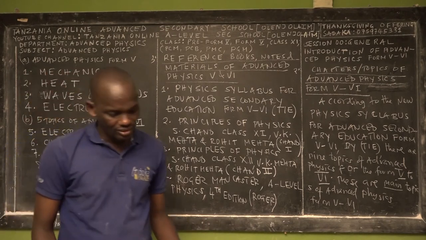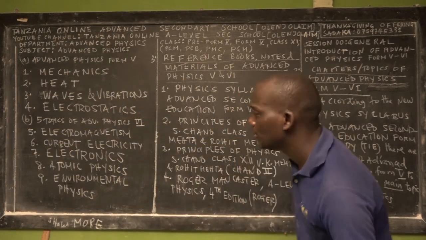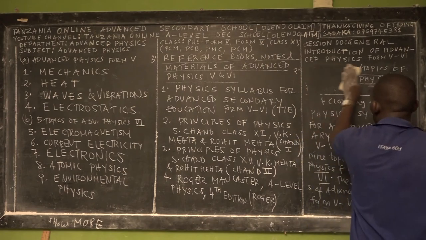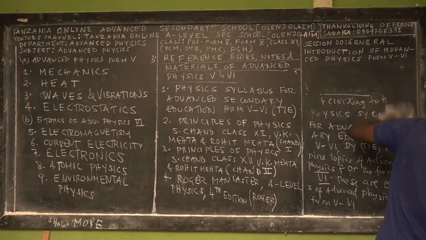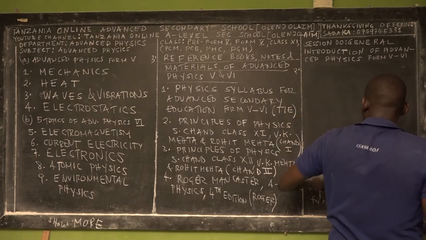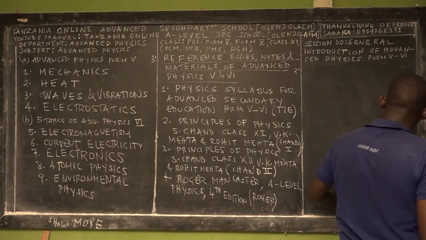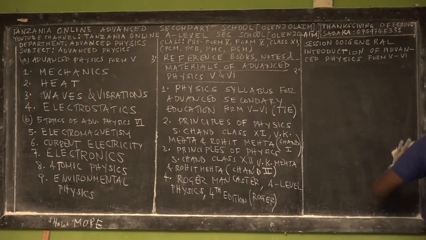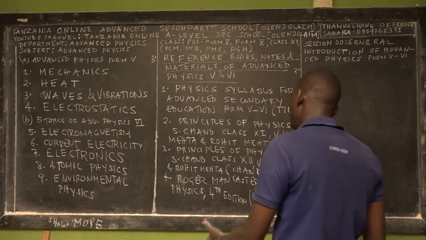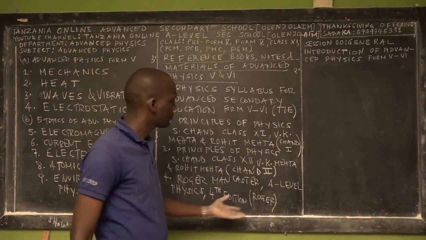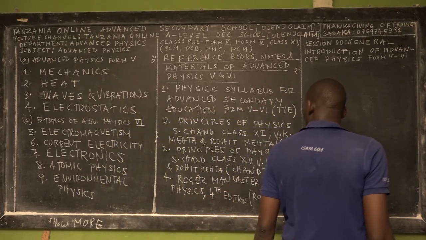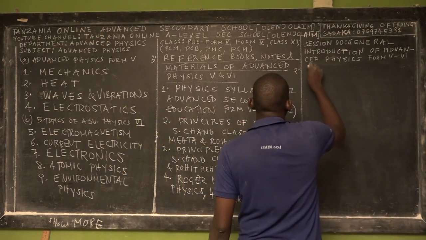If you ask your classmate, please can you help me with your book? What book do you want? Okay, I need Roger Muncaster. Aha, okay. How long are you going to use it? I just want to use it for 2 days and then I will turn it back to you. So that's what you call Roger. Instead of calling it A-Level Physics, from previous generations it's just called Roger Muncaster.